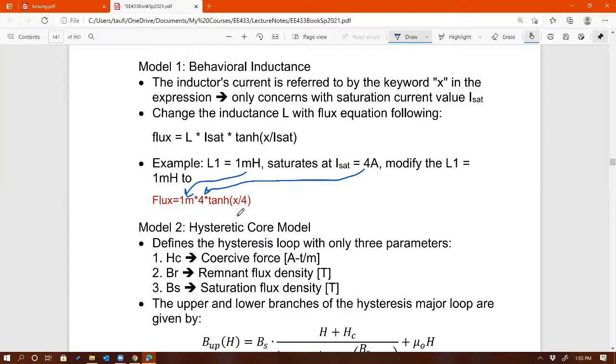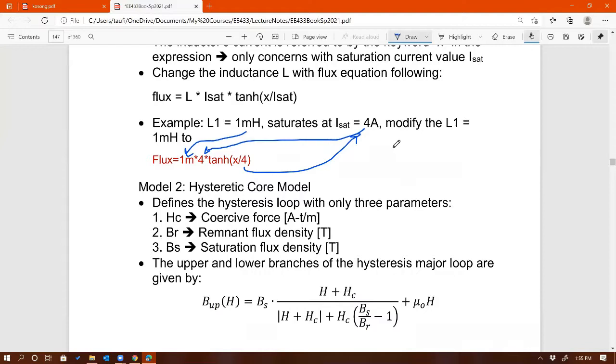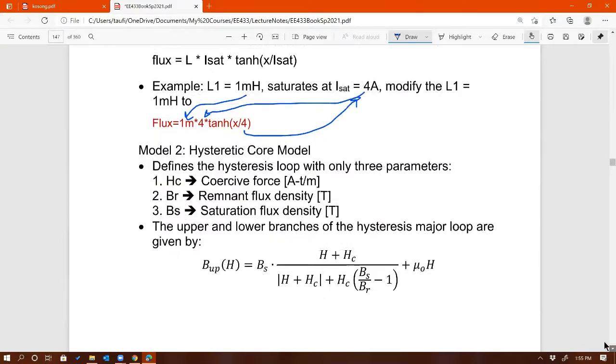Hyperbolic tangent of X, remember what X is. That's the current through the inductor at any given time. When you do the simulation, you'll take that value and place it in here, divided by 4, which is the saturation current again. So that's it, very simple. It's a very simple model, again only if you care about saturation current. So keep in mind that you have that model.